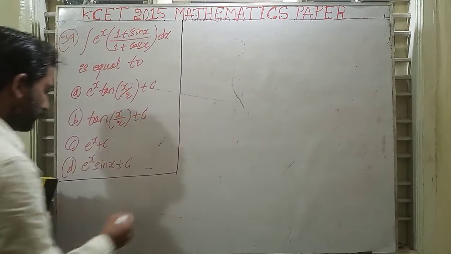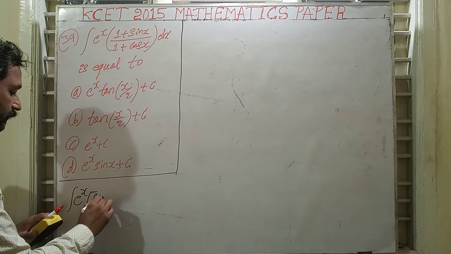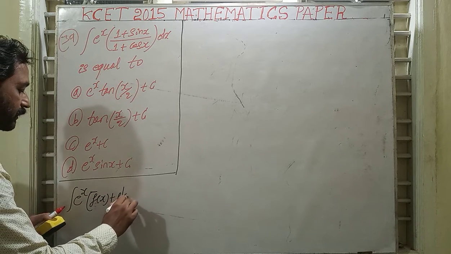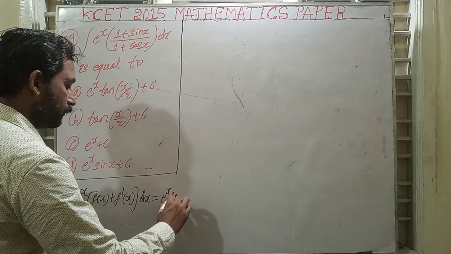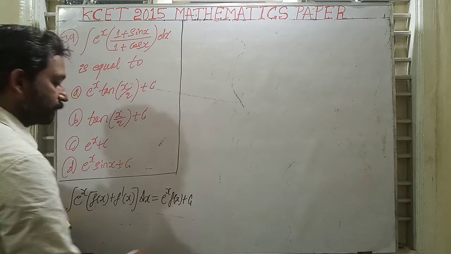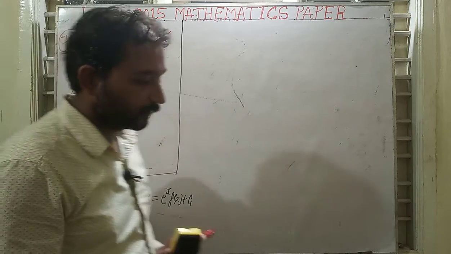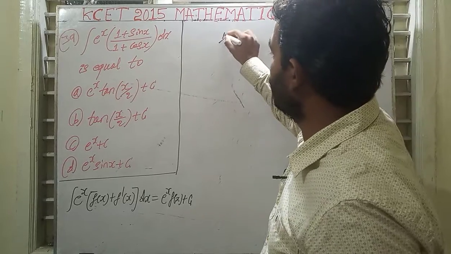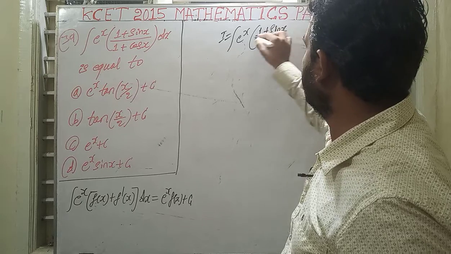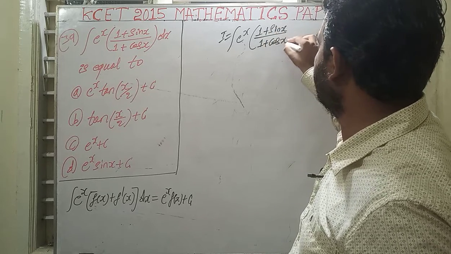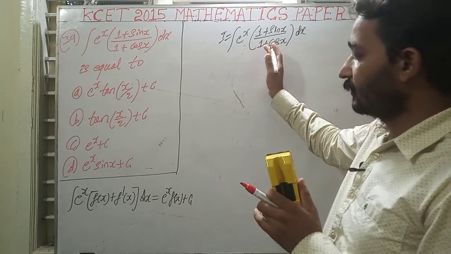Already well known about this formula: the integral of e power x into f of x plus f dash of x with respect to x can be written as e power x into f of x plus c. Using this formula we have to find the value of this integral. So now let us take I is equal to the integral of e to the power of x into (1 plus sin x divided by 1 plus cos x) with respect to x. Using the half angle formula, convert this integrand into this type.